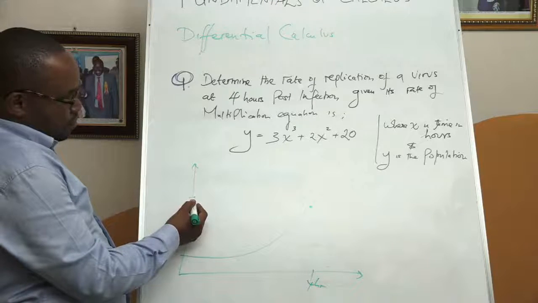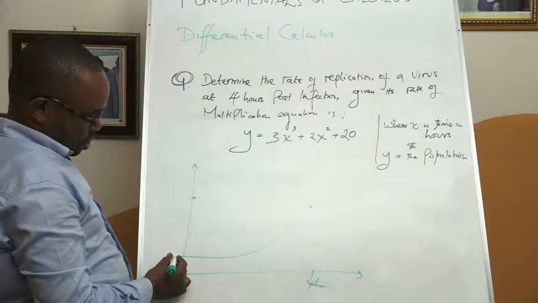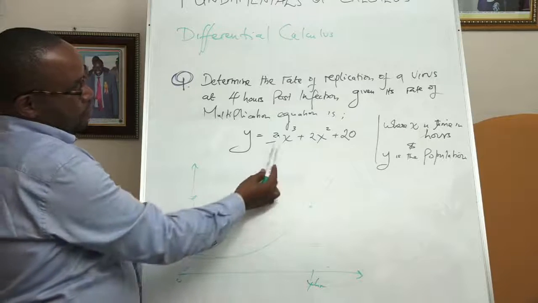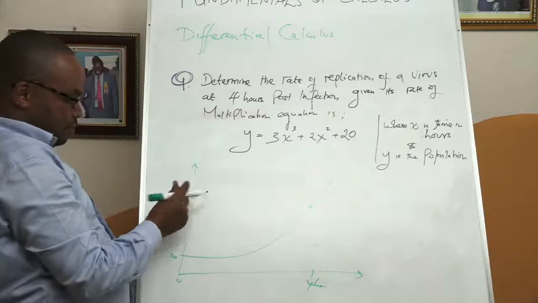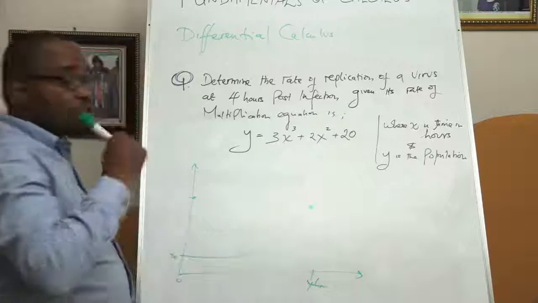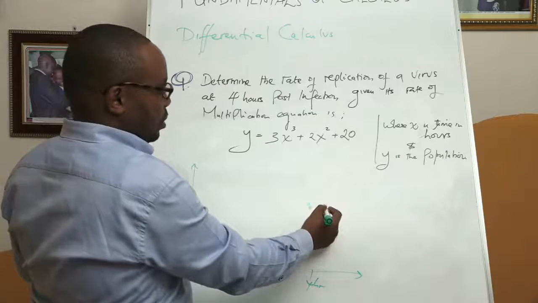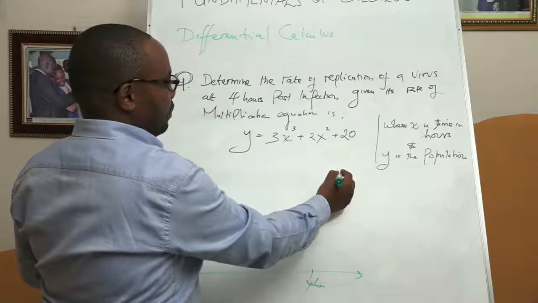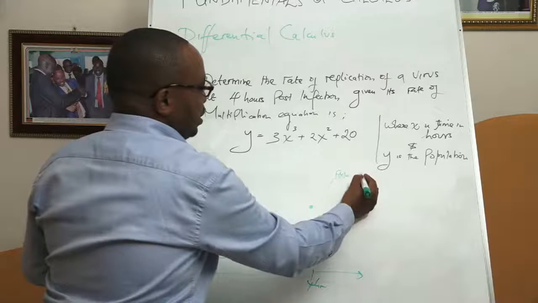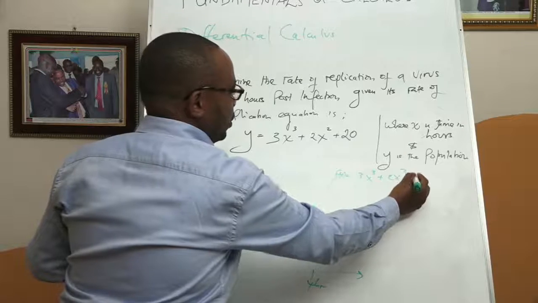Of course, you can put this equation and say at T0 it is 20. At 4 hours, you put 4 and you get the Y2 here. But you are interested in the rate of growth at that point in time. The rate of growth will be given because it's a Fx line, which is 3x cubed plus 2x squared plus 20.